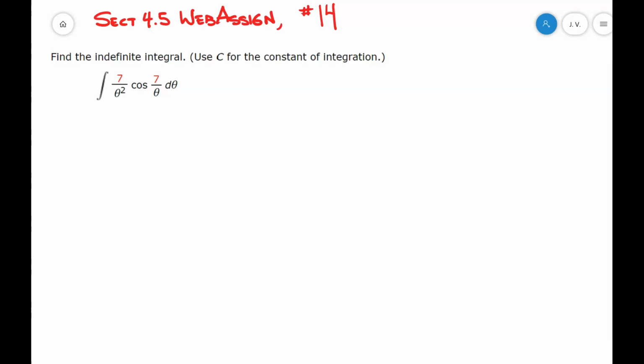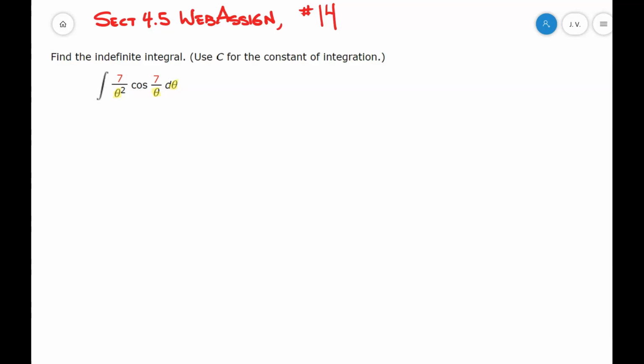All right, folks, let's take a look at number 14 from section 4.5 WebAssign. I picked this problem because of this right here. We have to anti-differentiate with respect to theta, and I know that some of you are panicked, possibly even in tears, because there's no x in this problem. So theta is a variable just like x is, so we're going to treat it just like we would any other variable. And the first thing we're going to do is look for some u substitution that might help us here.